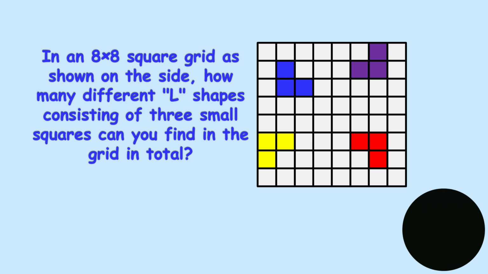Hello everyone! Today we're going to talk about how many different L shapes consisting of 3 small squares you can find in an 8x8 square grid. I'm going to give you 5 seconds to try and figure it out.